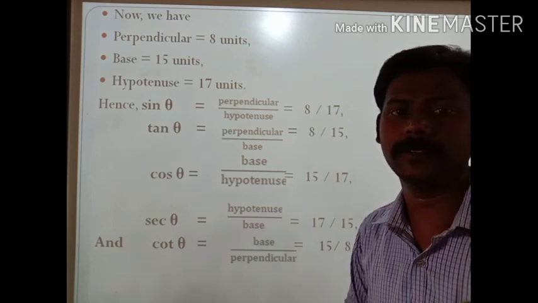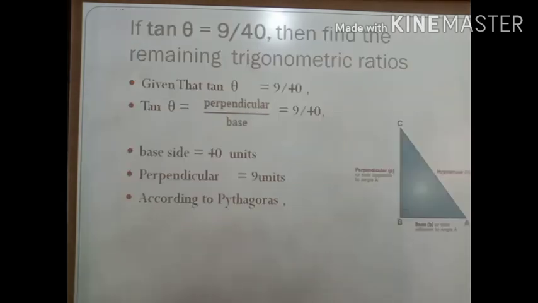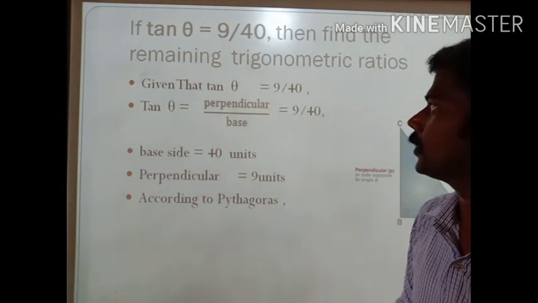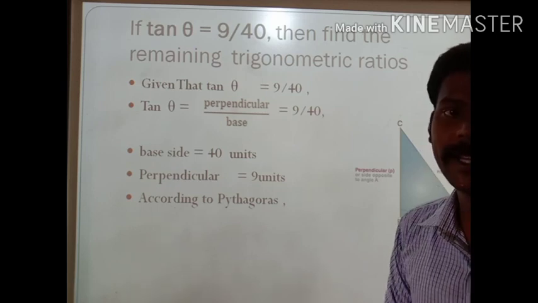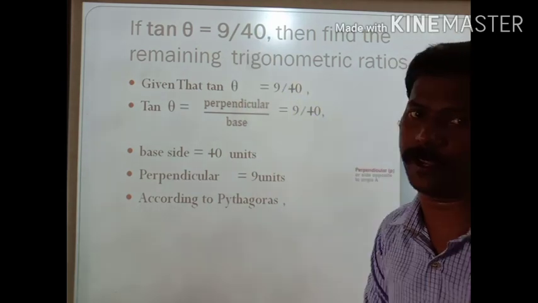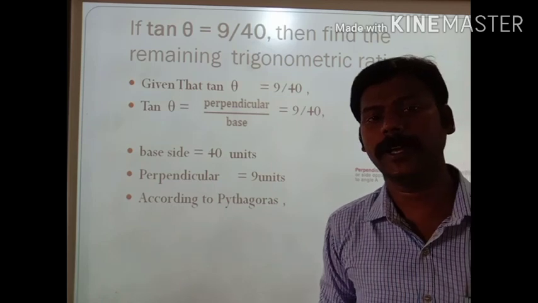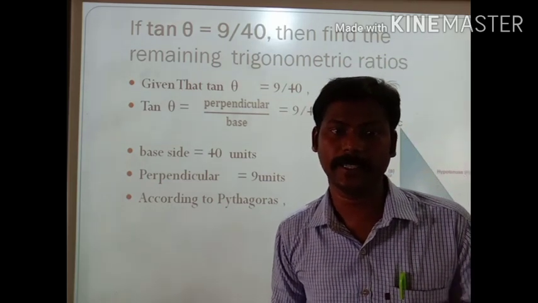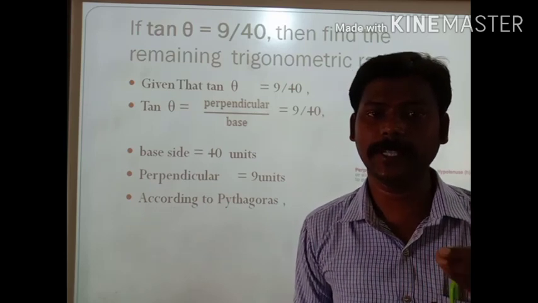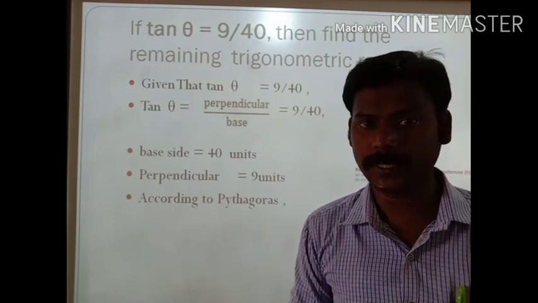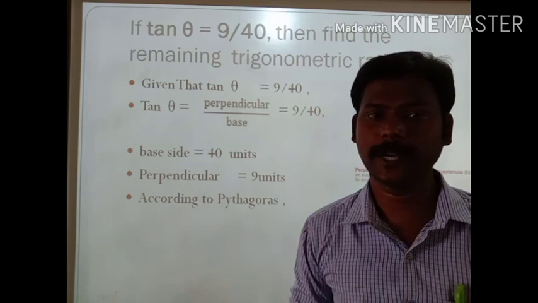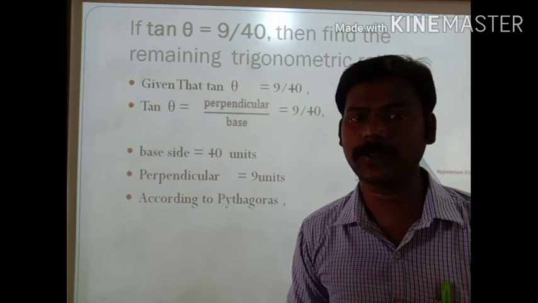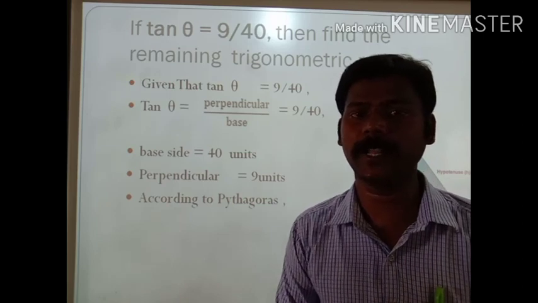Do you understand? Next, come to the third problem. What is the third problem given for you, children? If tan theta is equal to 9 by 40, then find the remaining trigonometric ratios. Listen carefully and remember these points. What is the value given? The definition of the trigonometric ratio. Substitute the values. Find the unknown quantity. Next, find the trigonometric ratios.